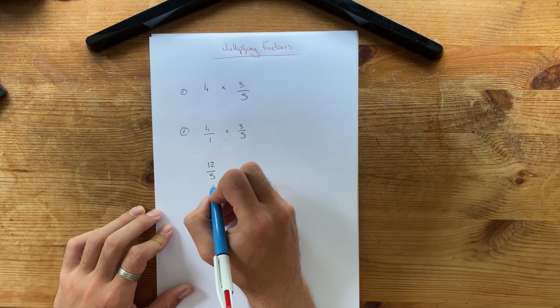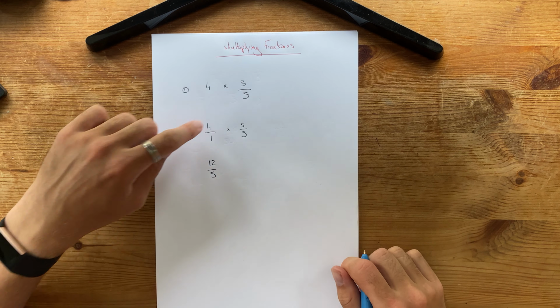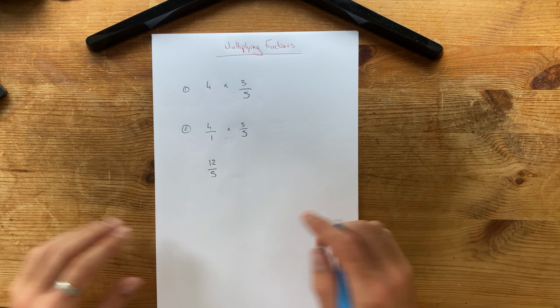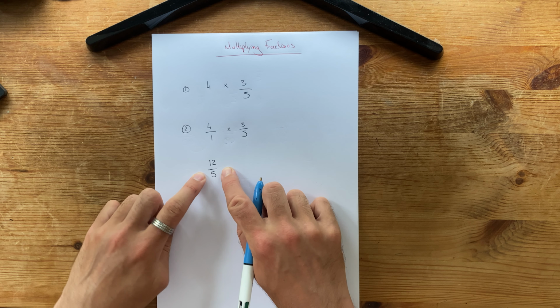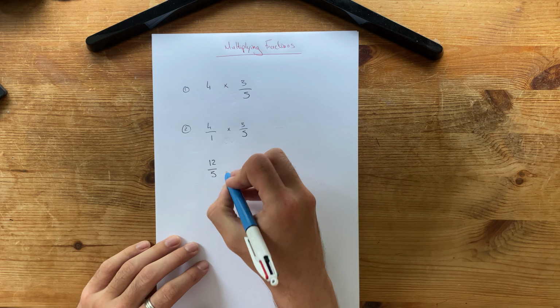4 times 3 is 12, sorry, I messed up in my head. 4 times 3 is 12, 1 times 5 is 5. So we got 12 over 5. As you can see, what type of fraction is it? It's an improper fraction. So let's turn it into a mixed number, that's what I'm trying to say.